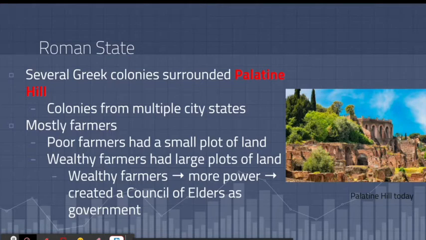Most of the people in these colonies were farmers. Poor farmers had just small plots of land. Wealthy farmers had big plots of land. And what happened is, as the wealthy farmers became more wealthy, they got more power, and then they created something called the Council of Elders to use as their government.